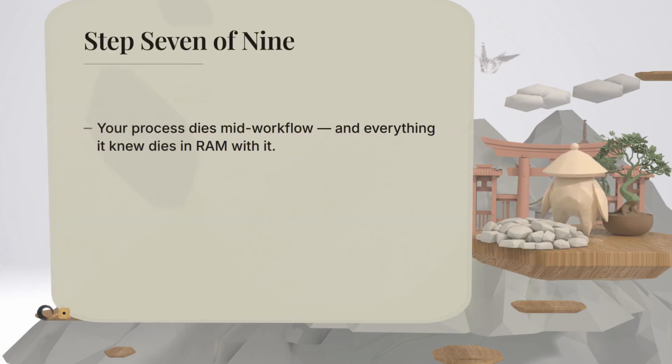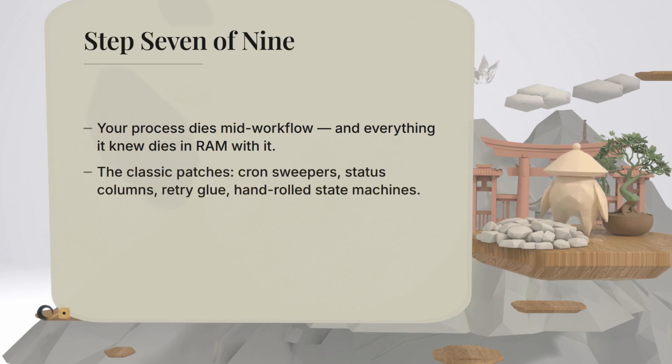Picture the workflow every backend engineer has shipped: charge the card, reserve inventory, create the shipment, send the email, step 7 of 9. And right there, the process dies. A deploy restarted the pod, a spot instance vanished, out of memory. The reason never matters. What matters is that everything the process knew, which steps completed, what the API returned, which retry it was on, lived in RAM, and RAM is gone.